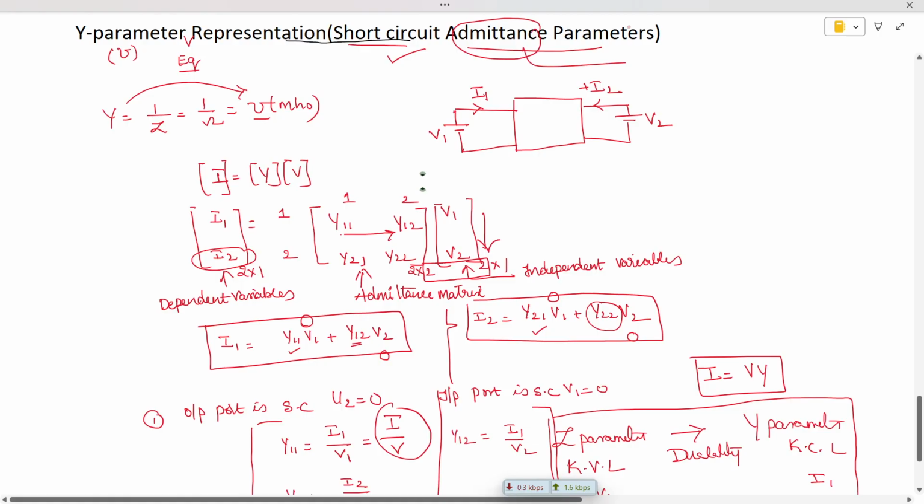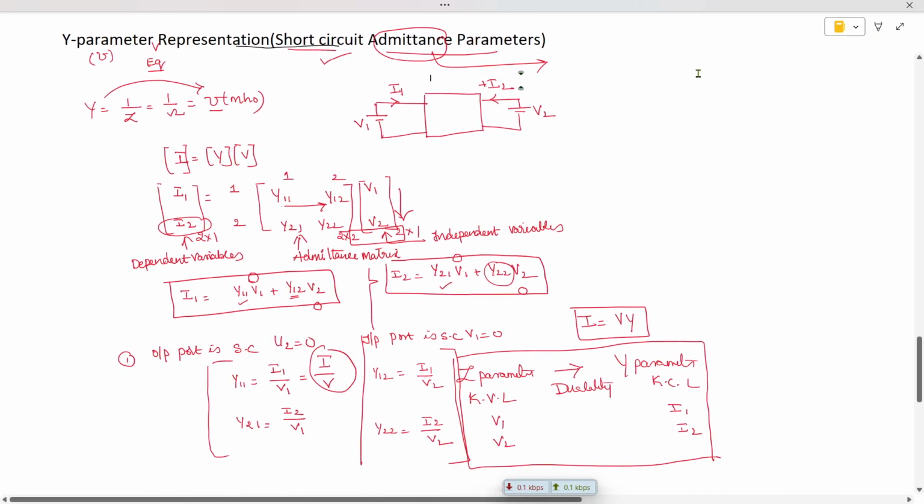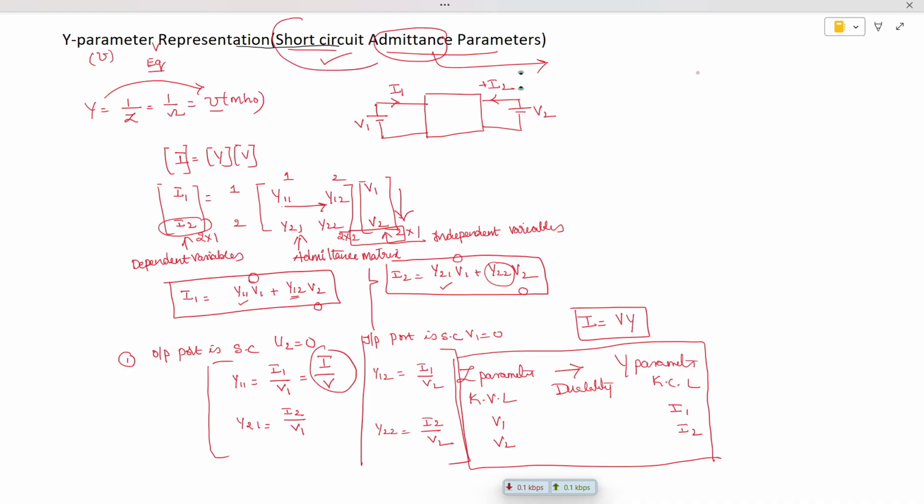I mean, we are going to find out the admittance parameters y11, y12, y21 as well as y22 by performing short circuit. What kind of short circuit we performed initially? Output port is short circuited and next input port is short circuited. So this we are short circuiting and we are finding the remaining parameter. And next step, we are short circuiting input port and we are finding the remaining y12 as well as y22.